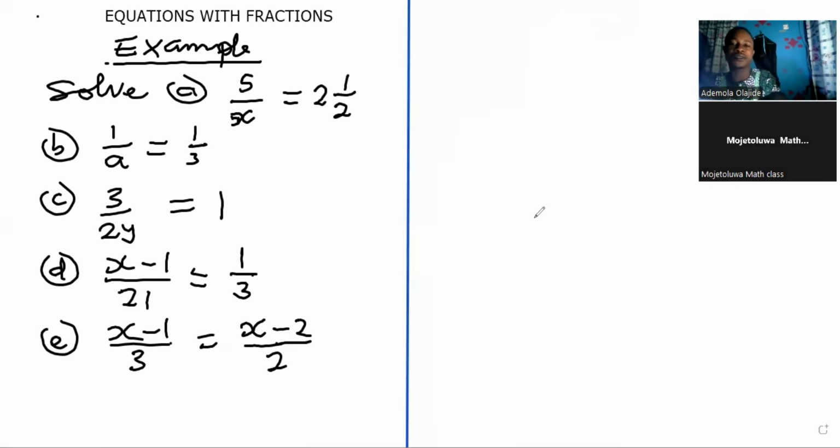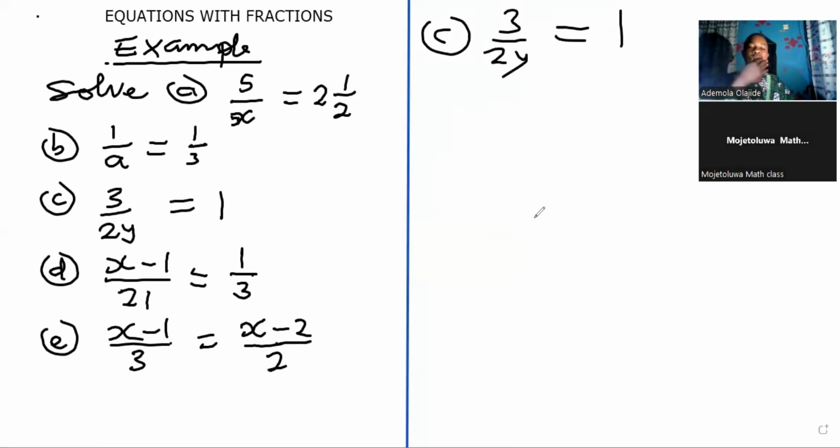So for C, 3 over 2y equals to 1. Now, fraction is fraction. Anytime you want to remove this, you must ensure that you change each side to a fraction. So this one is still 3 over 2y equals to 1. Now we want to change this to a fraction, it will be 1 over 1.